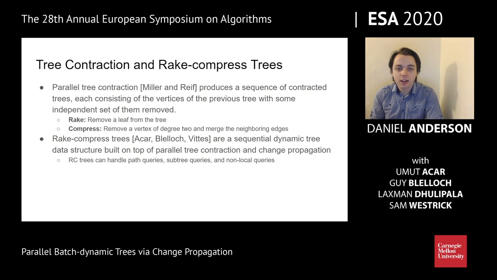Ajar et al. then design rake-compress trees by applying a change propagation algorithm to parallel tree contraction. Essentially, they come up with a dynamic version of parallel tree contraction, and then they use this to design a dynamic tree data structure that can handle path queries, subtree queries, and non-local queries, which are things such as centers, medians, and distances to marked vertices, etc.